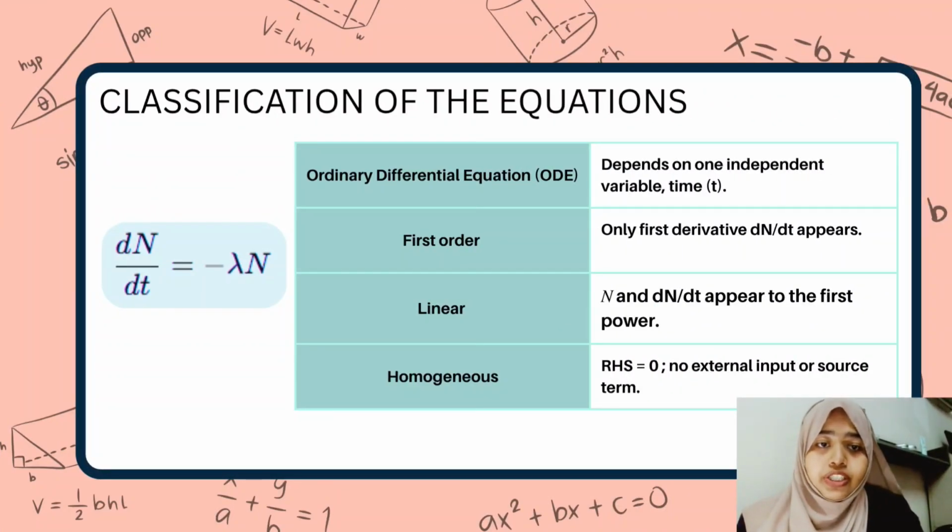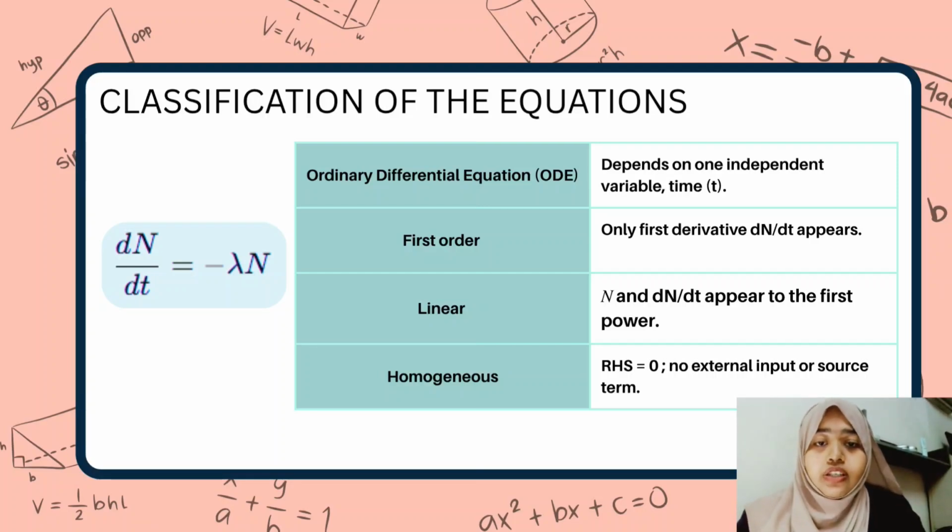Ordinary differential equation, ODE. It depends on one independent variable, which is time. First order, only the first derivative, dN by dt appears. Linear, N and its derivative appear to the first power. Homogeneous, there is no external or source term. RHS is equal to 0, which means the right hand side is 0.